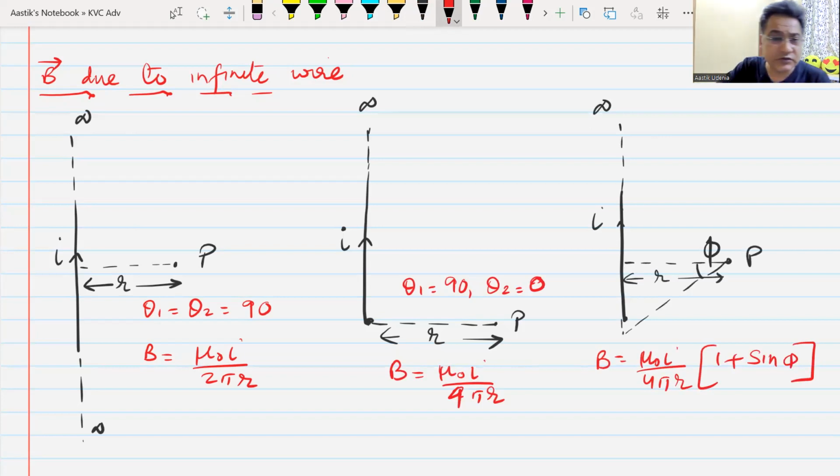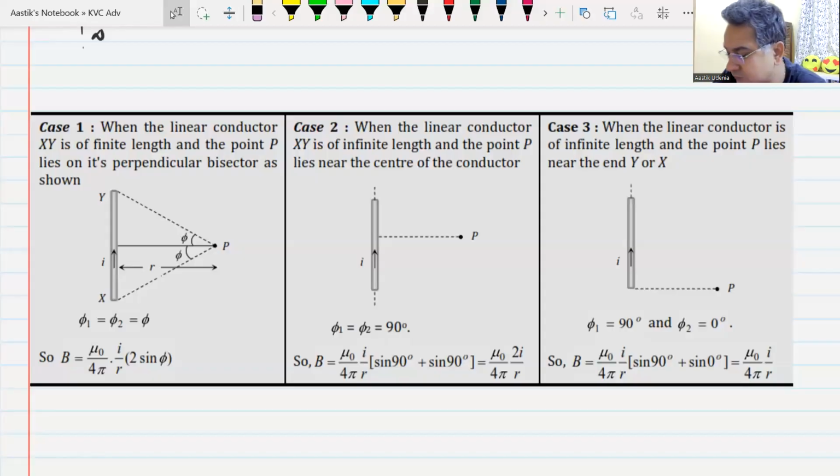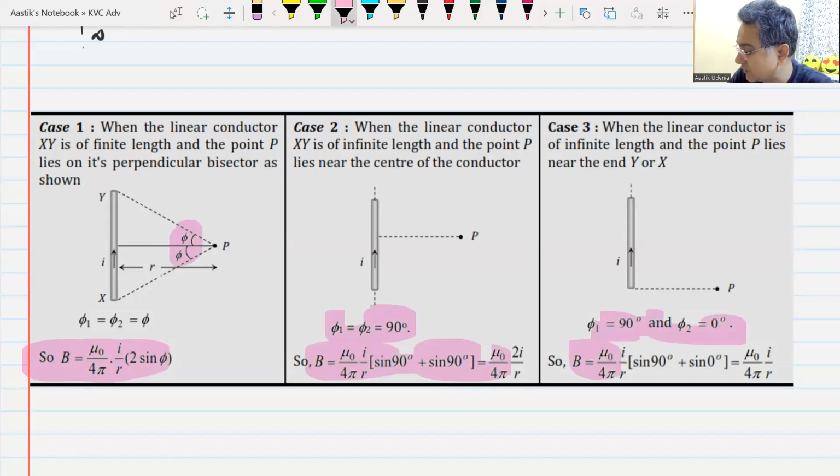I'll give you 2 minutes to note this down. Special cases. The same thing I illustrated here. If both the angles are the same, phi and phi, the formula becomes like this. This is the case of an infinite wire. This is the case of a semi-infinite wire. Do we understand this? Yes, sir. Do you want to note it down? Note it down fast.